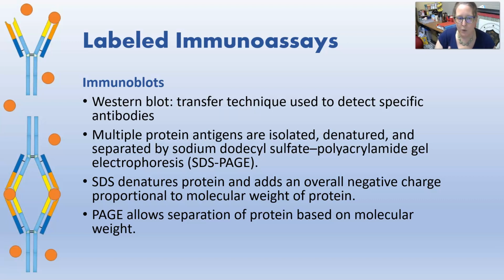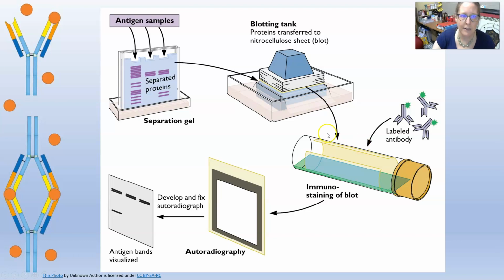The SDS component will denature the protein and adds an overall negative charge to the protein that's proportional to the molecular weight of the protein. The PAGE electrophoresis allows for separation of the proteins based on their molecular weight. And then, once you've done the SDS-PAGE and they've separated in the gel, then there's the blotting. So you transfer the proteins from the gel and you blot them onto a nitrocellulose sheet.